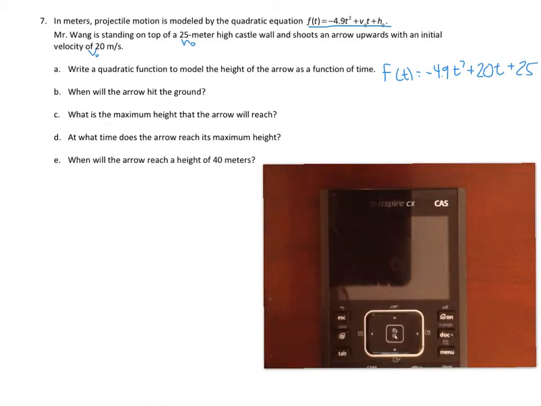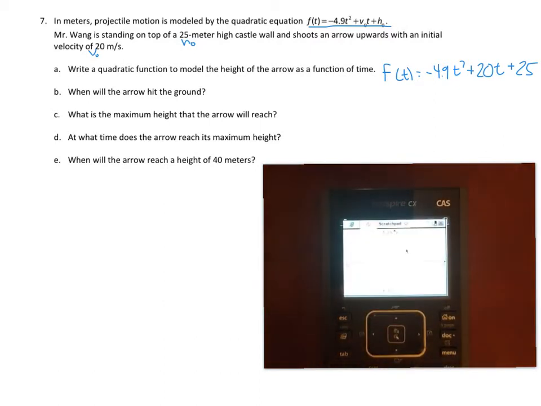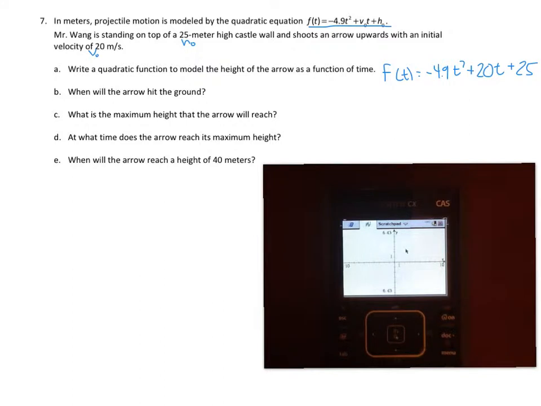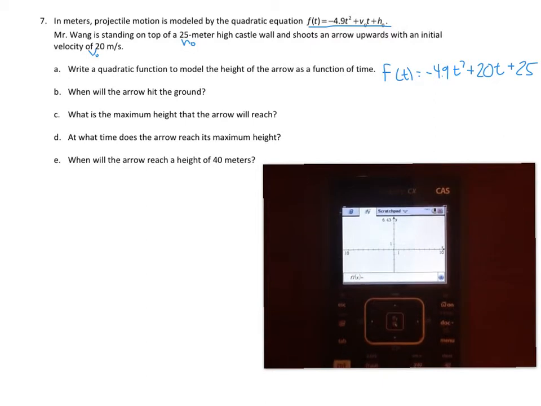And we're going to plug that into our graphing calculator, so we turn it on and we go to graph. And remember, first we press tab to enter the equation, but remember that we can't plug in t's, we need to use x's. So it's going to be negative 4.9 x squared plus 20x plus 25. And if you press enter, I'm in the standard window right now and I can't see the top of this parabola.